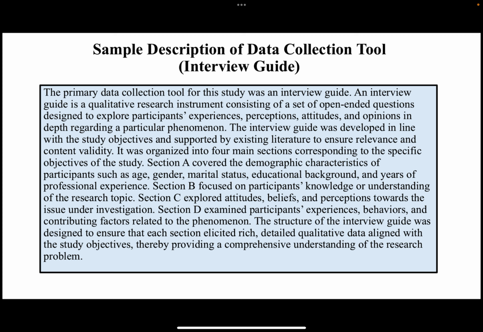Now, the interview guide was developed in line with the study's specific objectives and supported by existing literature to ensure relevance and content validity. It was organized into 4 main sections corresponding with the specific objectives of the study. Section A covered the demographic characteristics of the participants, such as age, gender, marital status, educational background, and years of professional experience. Section B focused on participants' knowledge or understanding of the research topic. Section C explored the attitudes. Okay, so you see, you have to now tell us the sections.